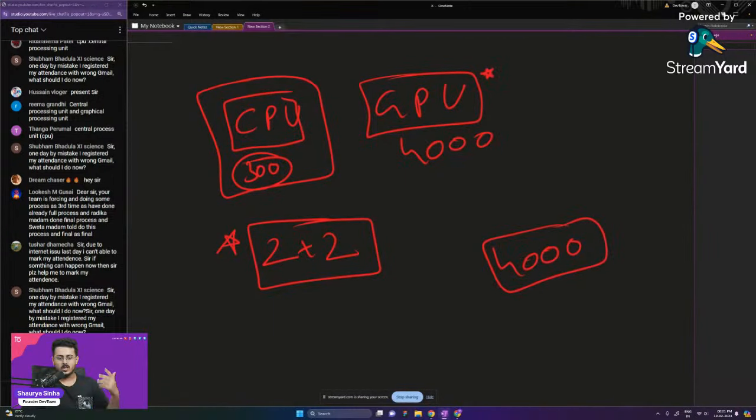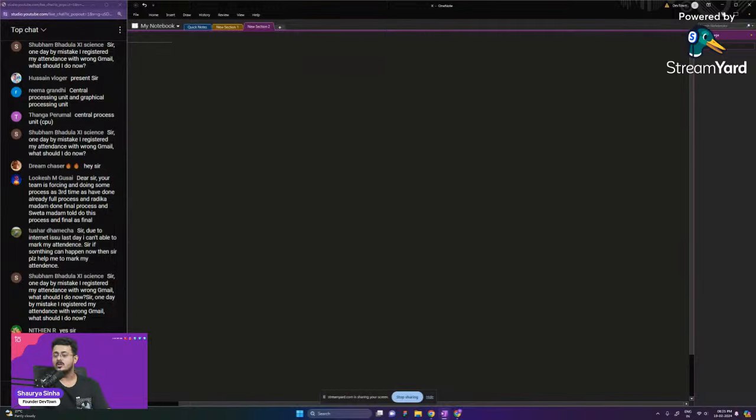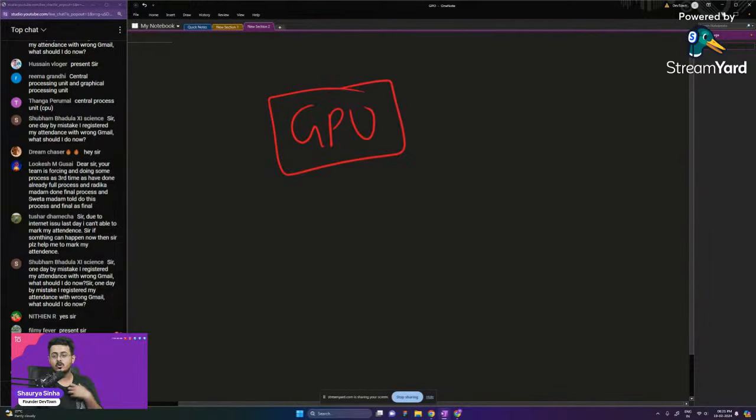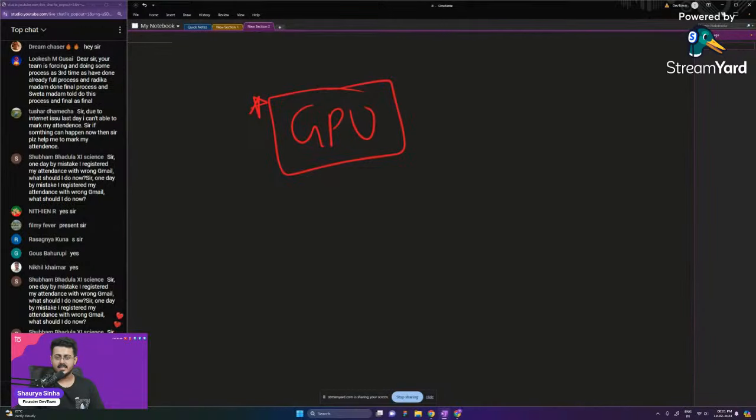When it comes to a topic like artificial intelligence, machine learning, or deep learning, you need to understand that they require a huge amount of computational power. It is not that simple. You need a very good quality GPU to be able to run everything smoothly. Are you able to understand this? Please let me know.